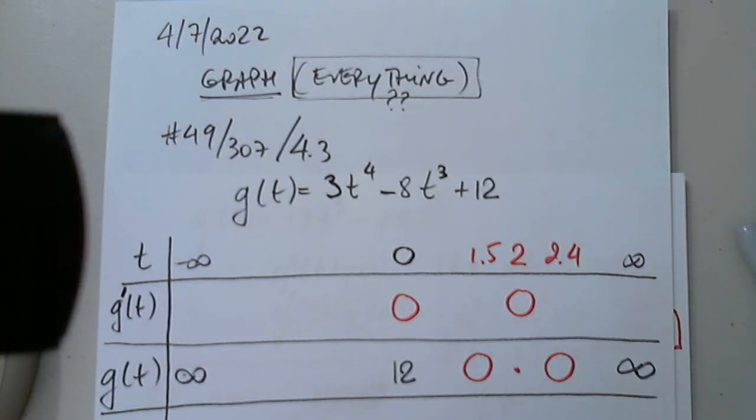So the function is 3x to the 4th minus 8x to the 3rd plus 12. And now I plug in 2. And I got -4. Okay, fine.